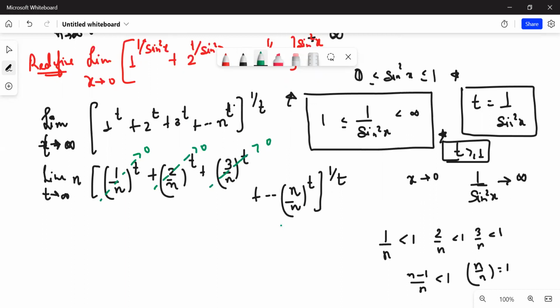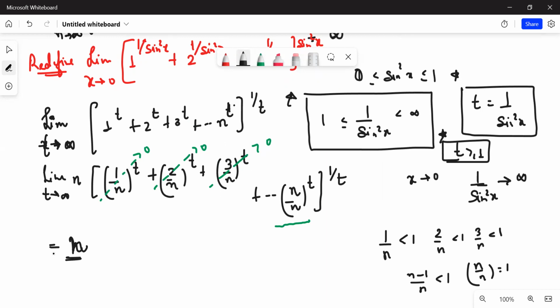Isn't it? Only one surviving limit would be this, and this limit would come out as 1 because 1 raised to power anything, be it infinite also, this will give you 1. Otherwise, also, if you see this t would get cancelled, so overall this is 1 by 1. So answer would be equal to N.